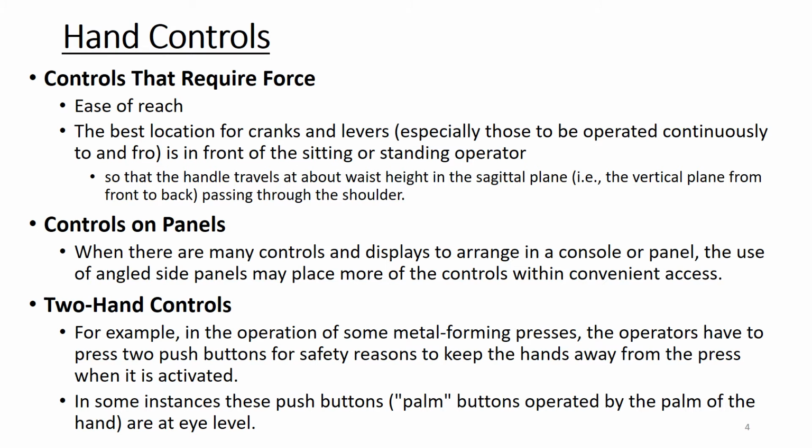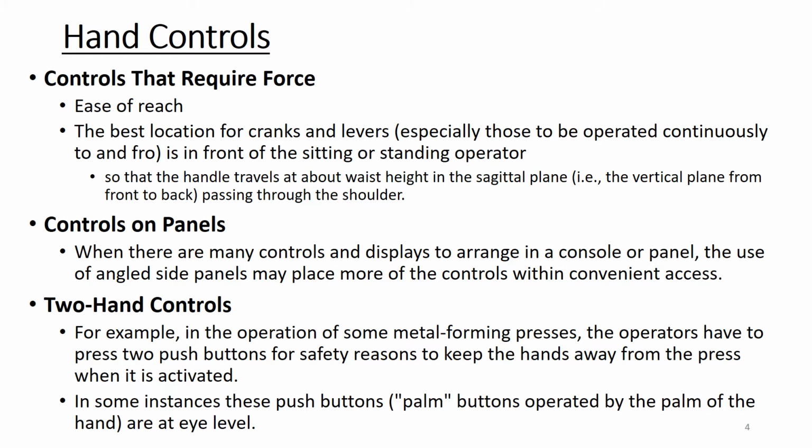The second one is controls on panels, where, when there are many controls and displays to arrange in a console or a panel, the use of angled side panels may place more of the controls within convenient access. You should always go for angled side panels so that controls are within easy reach.